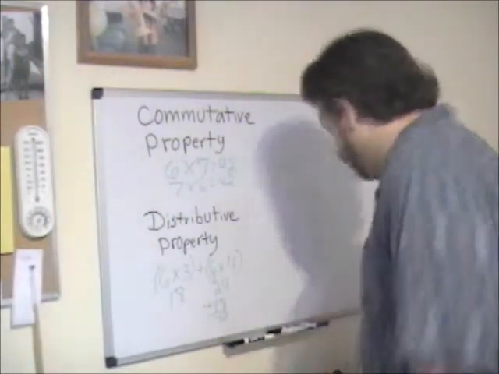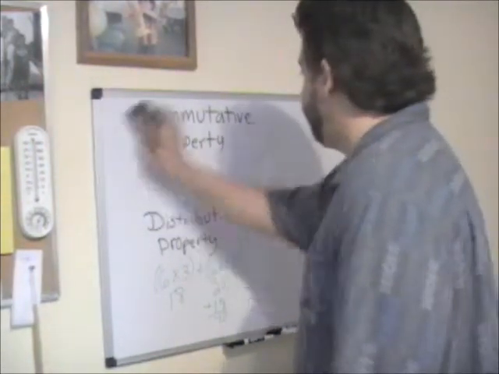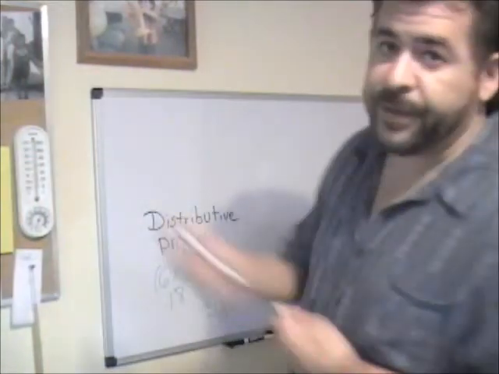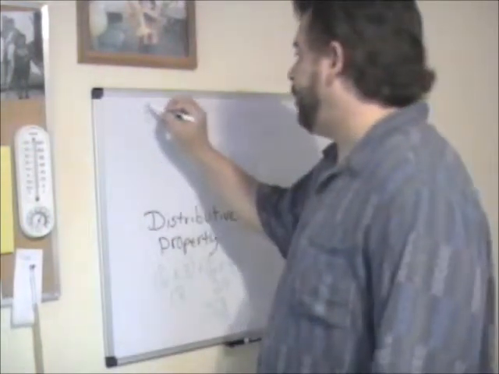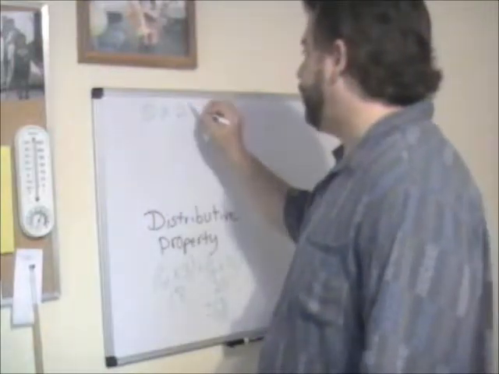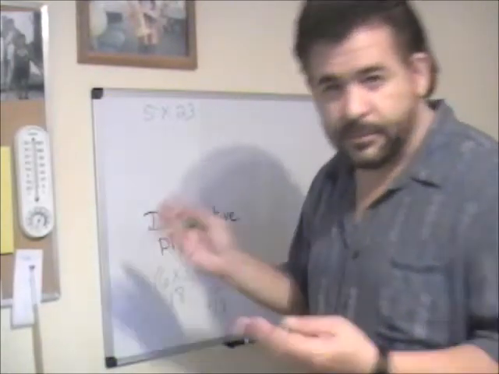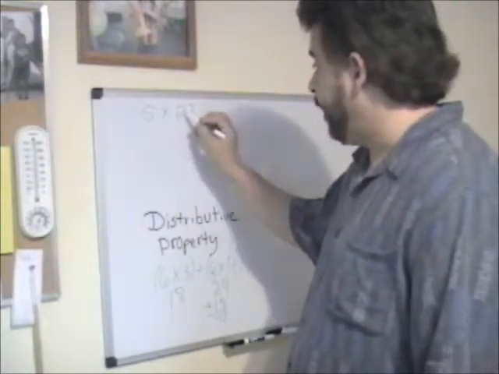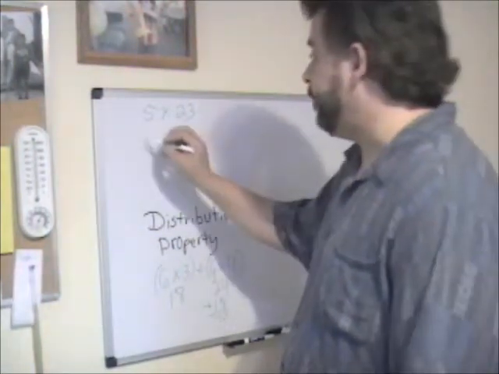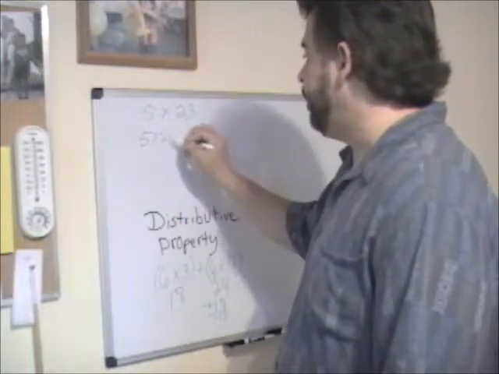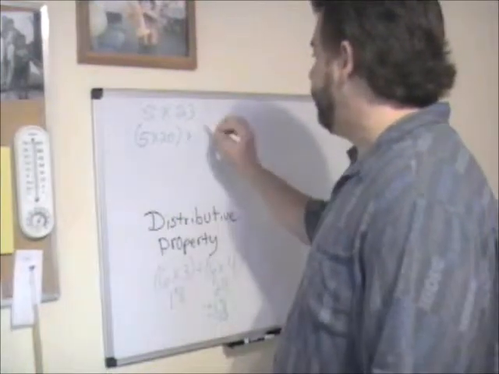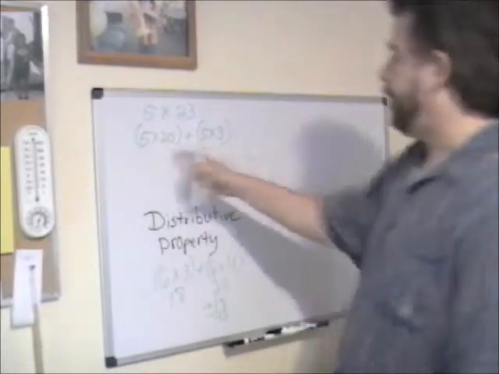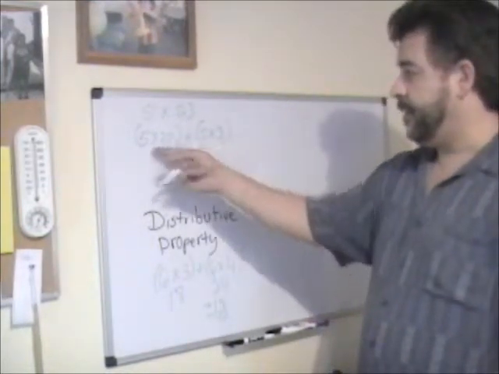Let's try one. I'll erase all this. We're still doing distributive property. Suppose you have a number like 5 times 23. Well, using distributive property, it'll be easier for me if I break this up into 20 and 3. So I'll do 5 times 20 plus 5 times 3. 20 and 3 is 23, so that's how that works out. The 5 stays the same.